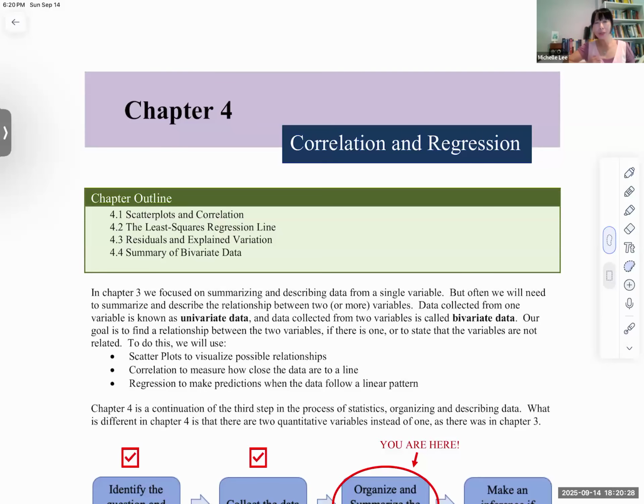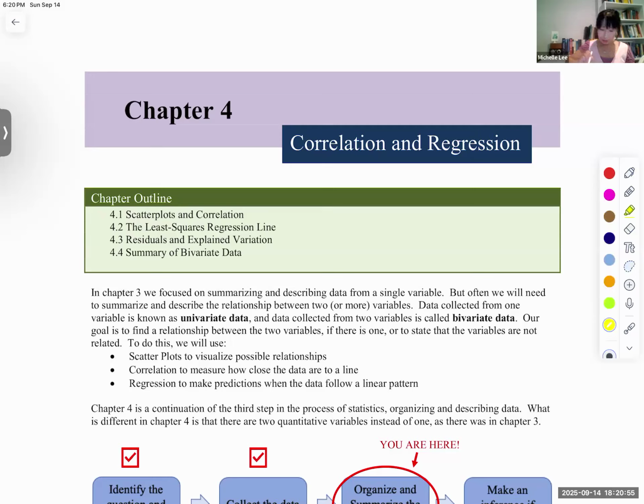Hello everyone. Today we're going to learn about Chapter 4, and 4.1. Chapter 4 is about correlation and regression. So 4.1 is about correlation, 4.2 is about regression, and 4.3 is about residuals. Okay, let me talk about one definition here, then we can move on.